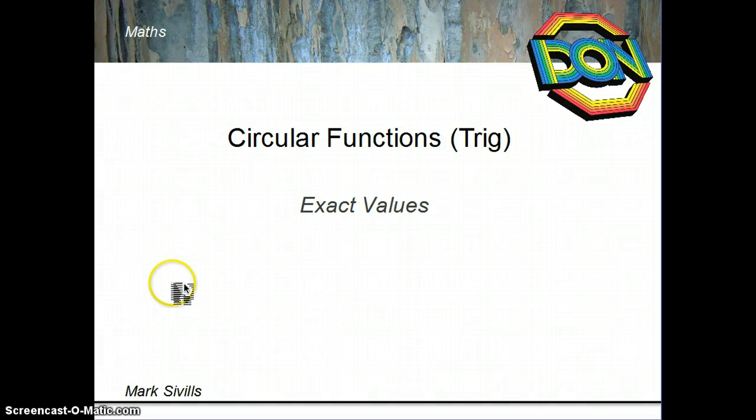Hi, this is a video on circular functions or trig functions. We're looking at exact values today, and hopefully this will be less than 5 minutes.